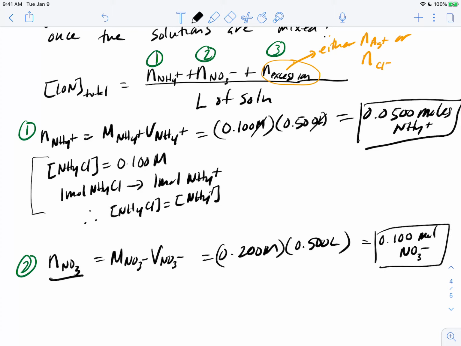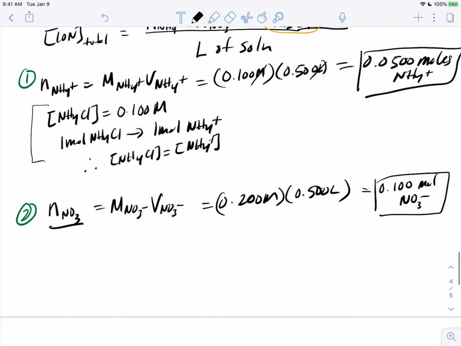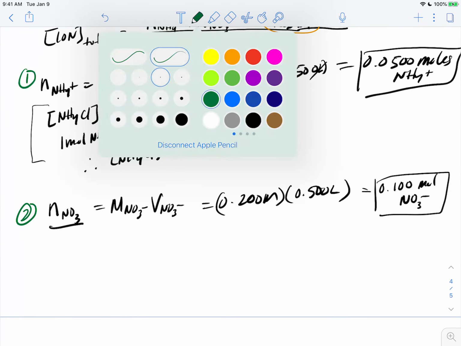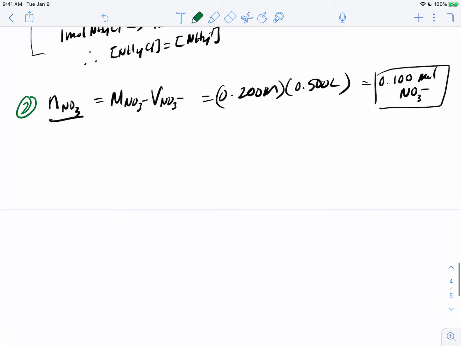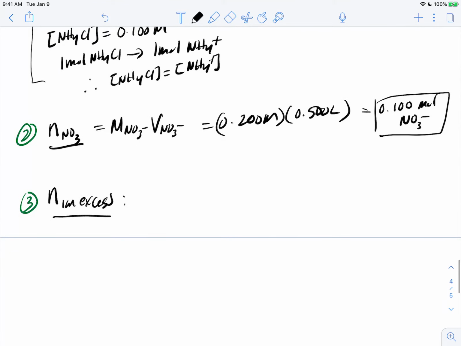So we've done parts 1 and 2. Now to figure out part 3, that's going to be the moles of ions in excess. We have to find moles of silver, find moles of chloride, and then figure out which one is limiting.